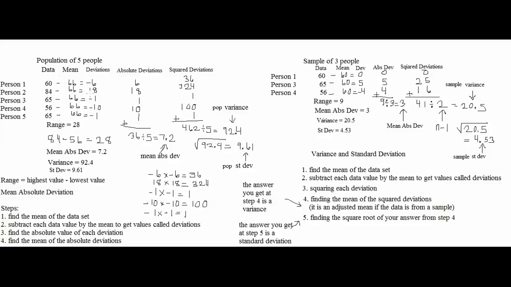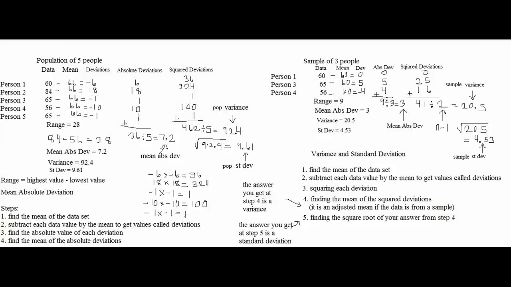What this mean absolute deviation of 7.2 is saying is that the average distance between each data value and the mean of 66 is 7.2. So the mean absolute deviation literally is the average distance from each data value to the mean. And notice how the standard deviation comes out to a number close to the mean absolute deviation.